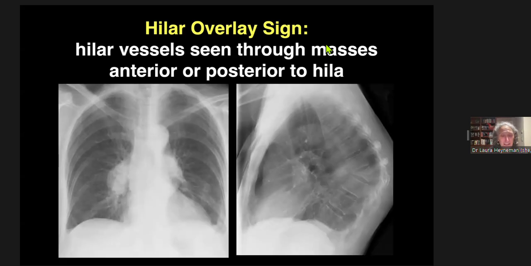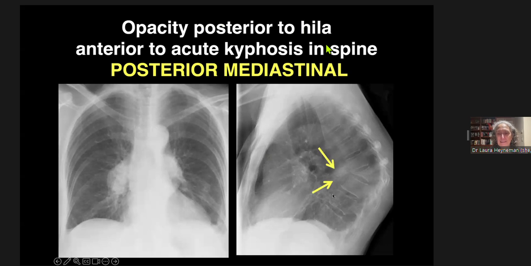So then we get our lateral radiograph. And the hilar structures are here in the middle of the lateral. Anterior to them, everything looks normal. I don't see any increased density. But posterior to the hilar structures, we see an abnormal opacity that is immediately adjacent to an acute kyphosis within the thoracic spine, potentially related to this person's back pain.